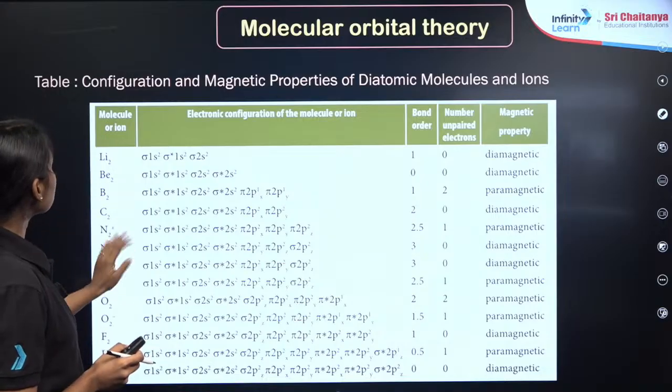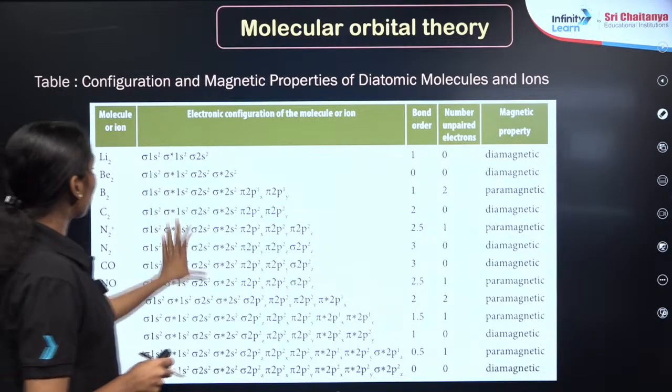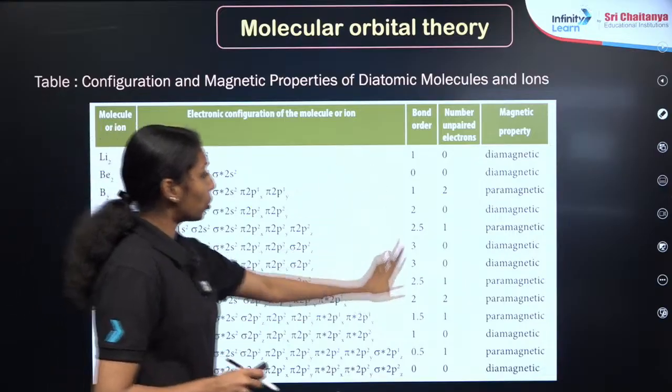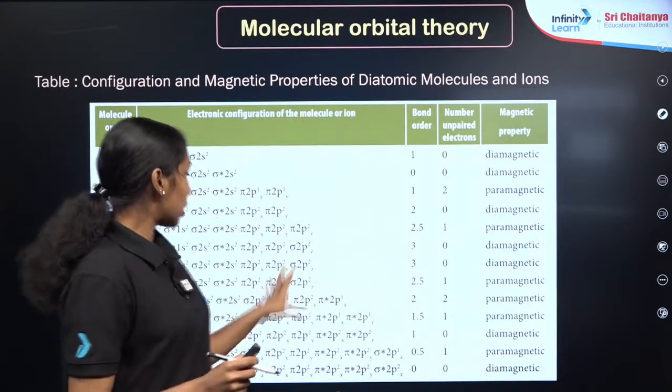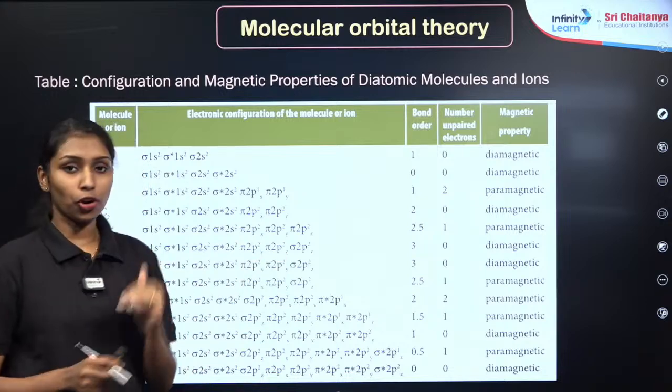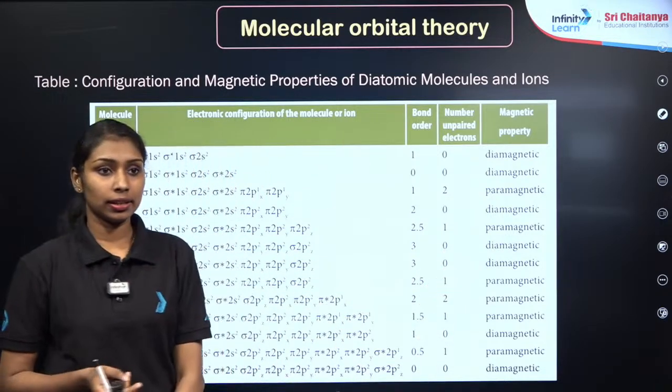These are examples of different molecules with their molecular orbital electronic configuration, as well as bond order, number of unpaired electrons, and magnetic property. You can go through these examples, calculate the electronic configuration, and check whether it gives the same bond order or not, right?